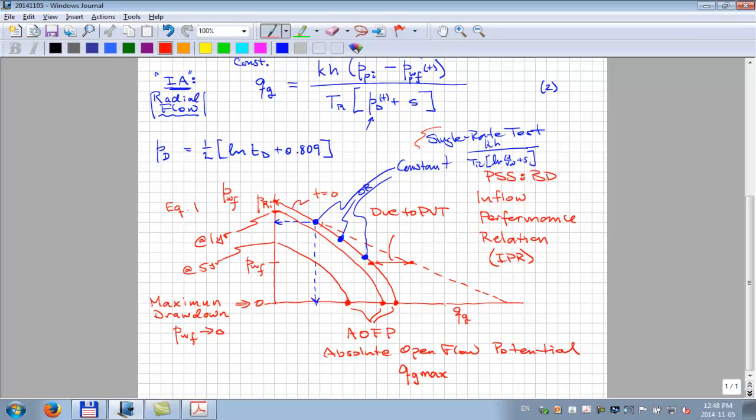The point is that we only need a single rate to get the constant here. And it doesn't matter what the rate is, you can pick any of these. Once you have the constant, you can then draw the curves for different average pressures that will change over time. And you'll know at any given time after 5 years, for example, this is the maximum rate of the well.